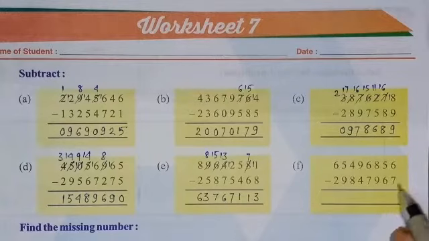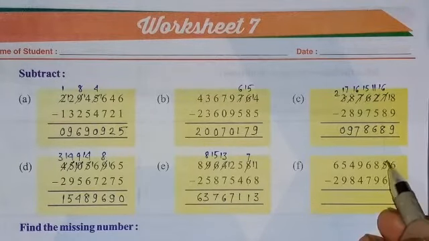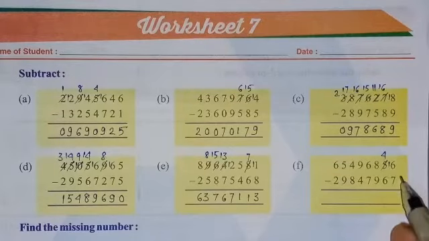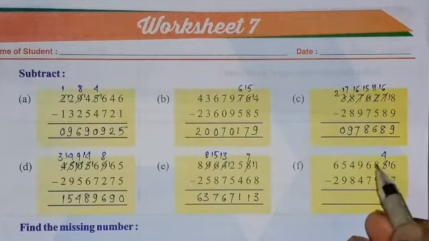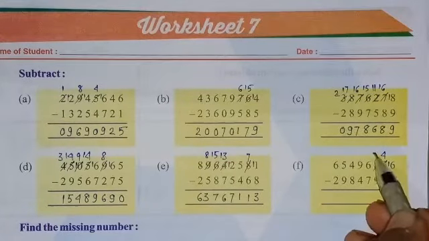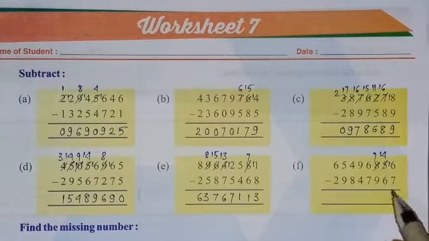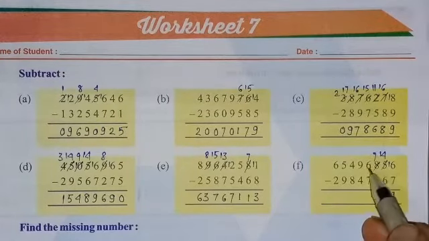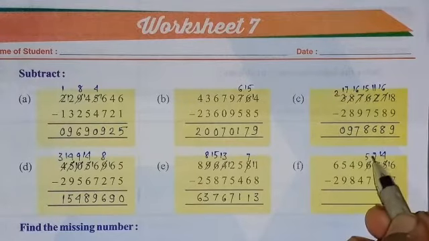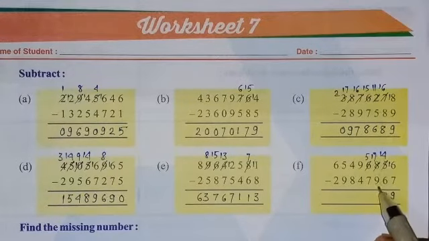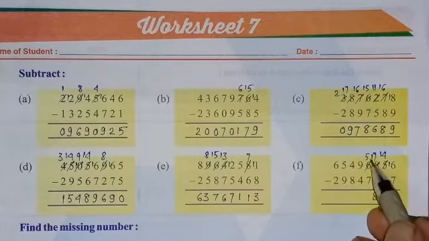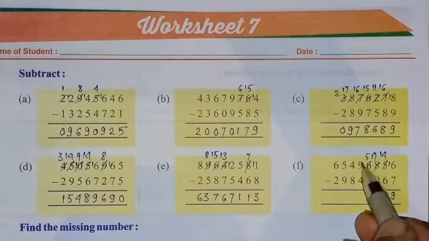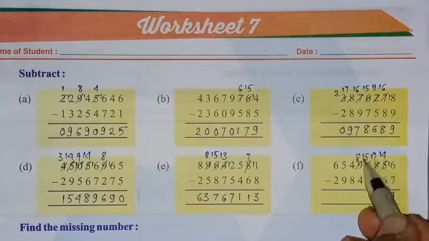Come to the next, F. 6 minus 7, not possible. So make it 4 and this one will be 16. 16 minus 7, 9. 4 minus 6, not possible. Borrow from this digit. This will be 7 and make it 14. 14 minus 6, 8. 7 minus 9, not possible. So borrow from this digit. This will be 5 and this one will be 17. 17 minus 9, 8. 5 minus 7, not possible. Borrow from this digit. This will be 8. This will be 15.